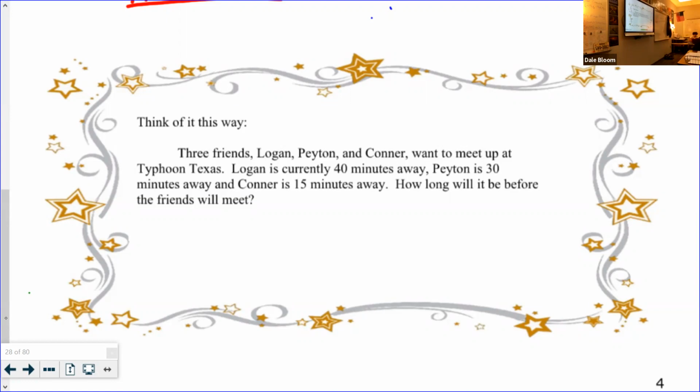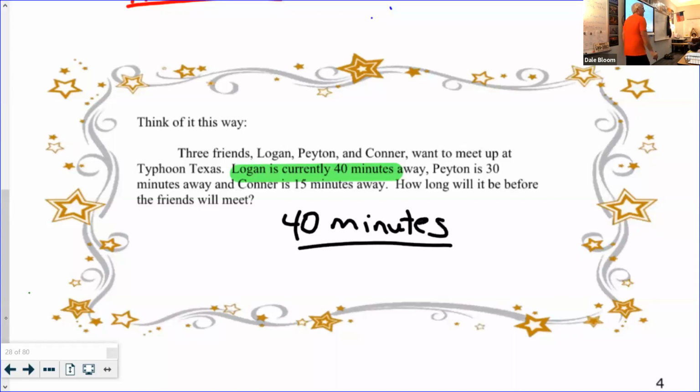The friends aren't going to all meet at Typhoon, Texas until Logan has driven 40 minutes, whatever that distance is, and arrived at Typhoon, Texas. So this is my critical path. The friends are not going to meet until 40 minutes has passed. Got it? Because these are independent tasks. They're each driving themselves, or they each got a ride to Typhoon, Texas.